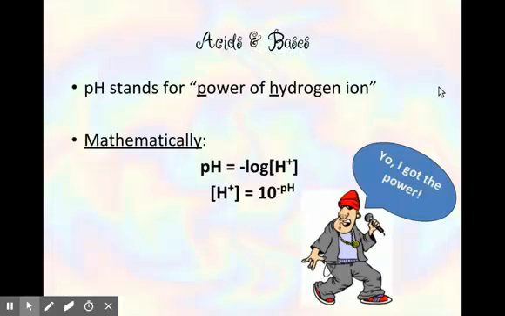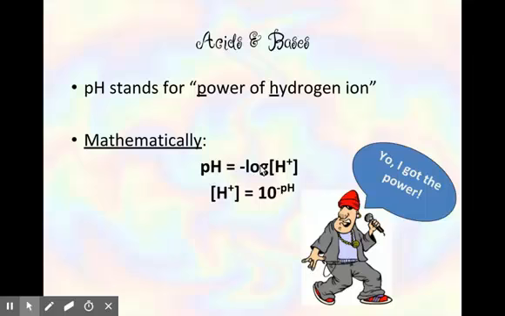So how do we measure pH mathematically? So pH actually stands for the power of the hydrogen ion. So the more hydrogen you have, the more acidic something is. The less hydrogen that you have, the more basic you are. So we use this equation here to calculate the pH of our solution. So we take the concentration of our hydrogen ion, so brackets mean concentration. We take the negative log of that.